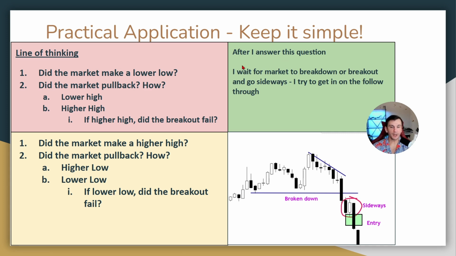All right. After I answer these questions, or this question, I wait for the market to break down or break out. Then it goes sideways. This is like the process, right? The process I go through to find my entry. And then I try to get in on the follow through, because usually that is where we've broken out. We've tried to retest the high. It failed to do so. Okay, let's expand the range to the downside. And that is where I try to get in, because that is going to provide usually a higher probability of no drawdown, no stress entries.